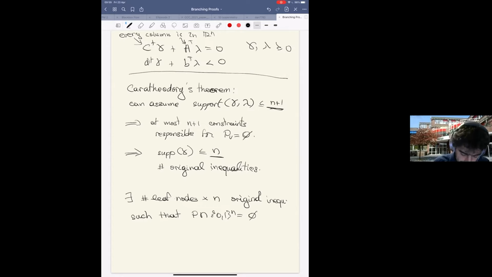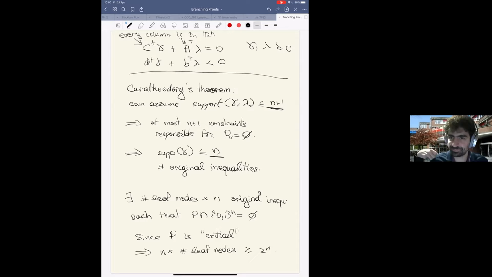So this gives a bound on the number of leaf nodes. But since P is critical, I cannot delete any inequality while maintaining integer infeasibility. That implies that n times the number of leaf nodes is bigger than 2 to the n, because that's the number of inequalities I have. Okay, so that's it.